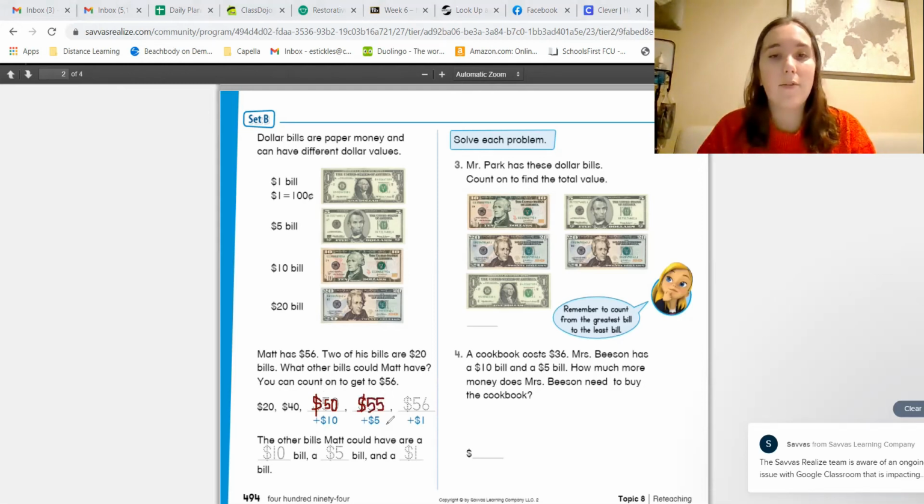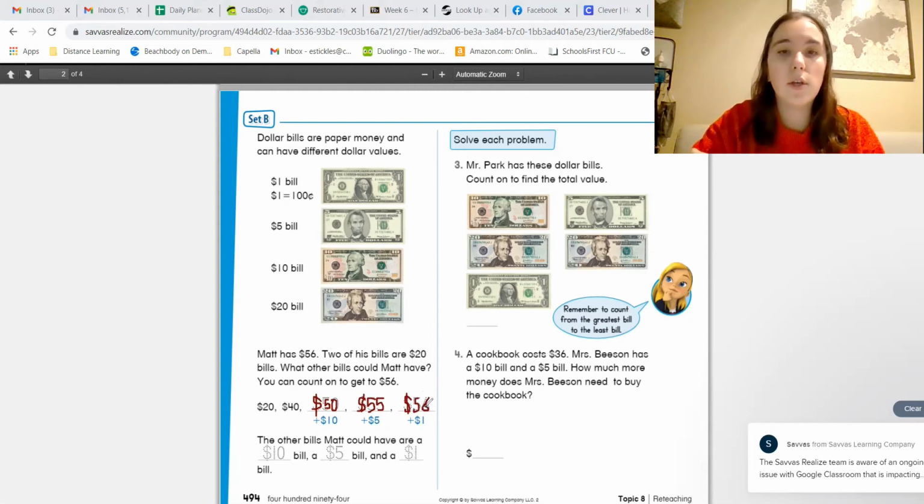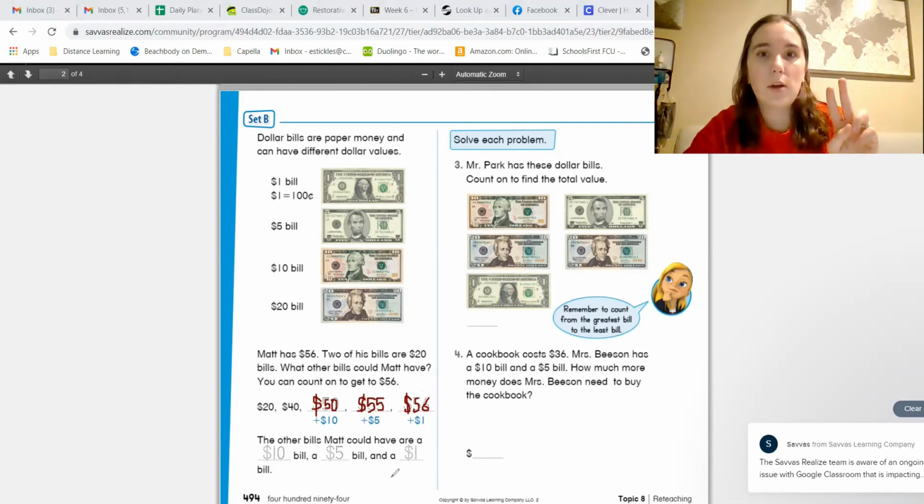And then now we're at $55 and we just have to get to 56. So we all know that we would just add one $1 bill. And 55 plus 1 would be $56. So the bills that Matt could have in his wallet would be a $10 bill, a $5 bill, and a $1 bill, and his 2 $20 bills. And I'm not going to write those in because you guys can see it there. So let's go solve some problems on the right side.